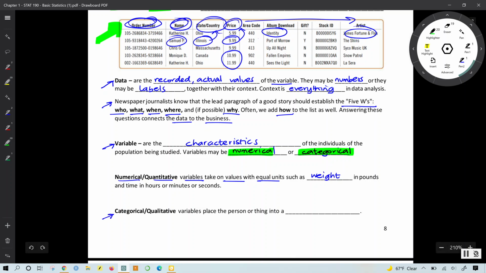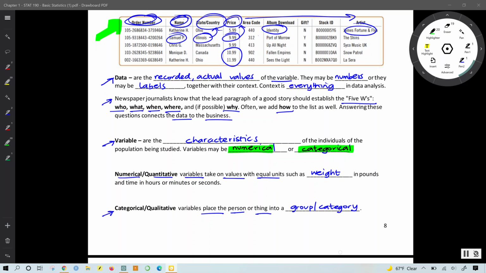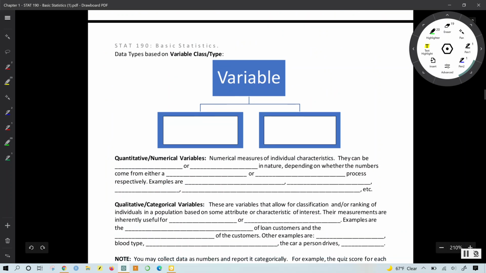Then, on the other hand, we talk about categorical or qualitative variables, which place a person or a thing in the population into a group or a category. We're going to talk more about this. In order to guide our discussion on the differences between numerical or quantitative variables on one hand and categorical or qualitative variables on the other hand, we proceed to the next page.